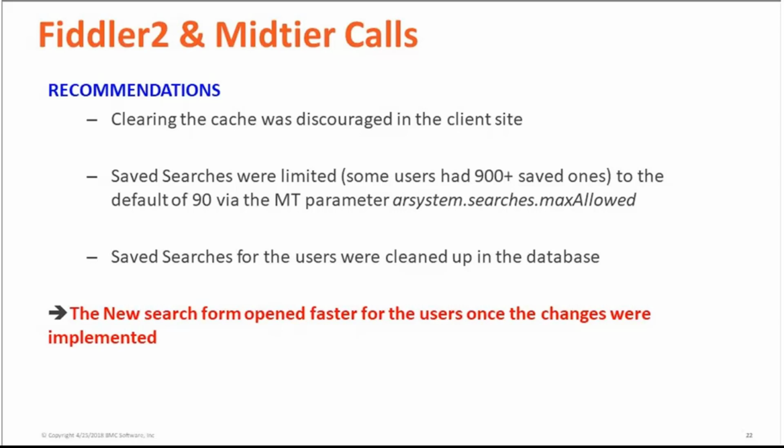The default of 90 on the mid-tier is set through a parameter called AR system searches max allowed. Some of these users had 900 plus saved searches, so what we wound up doing was, in the database, the AR system administrator cleaned up these searches for those users. Once that was done, the new search form opened up much faster, and we had a whole bunch of satisfied users.